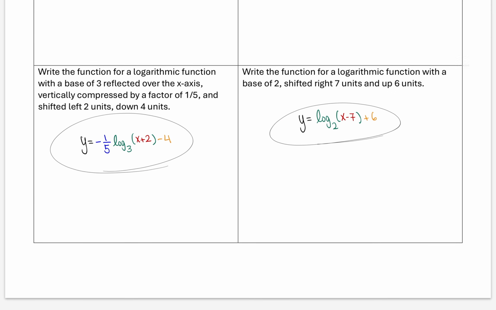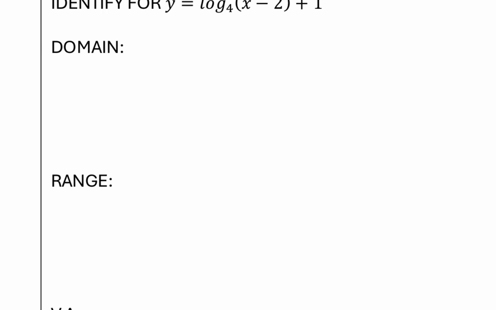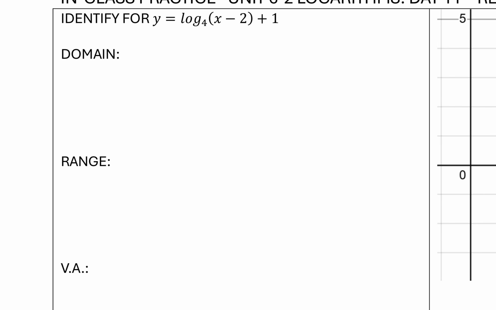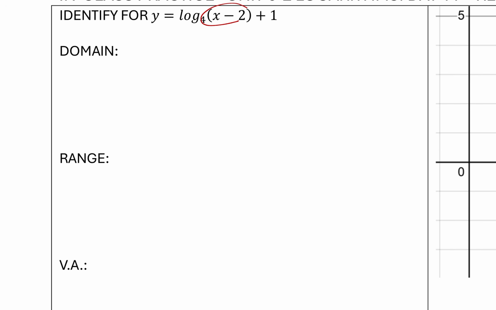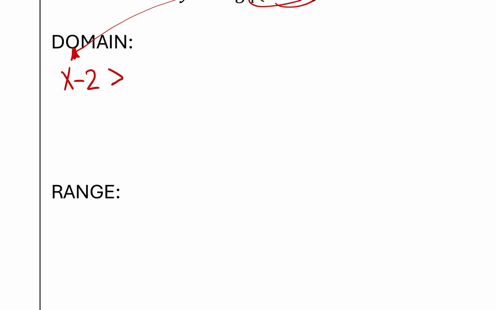Okay, let's move on to the next idea. So for this one, for this function, we're given y equals log base 4 of x minus 2 plus 1. My first step is to identify the domain. How do I identify the domain? I just simply look at the terms within the parentheses. And I set them to be greater than 0. So I have x minus 2 is greater than 0. I then solve for x by adding 2 on both sides. This will leave me with x is greater than 2.